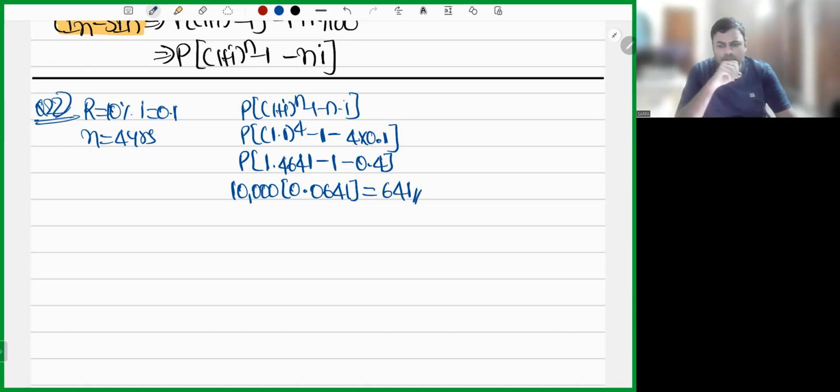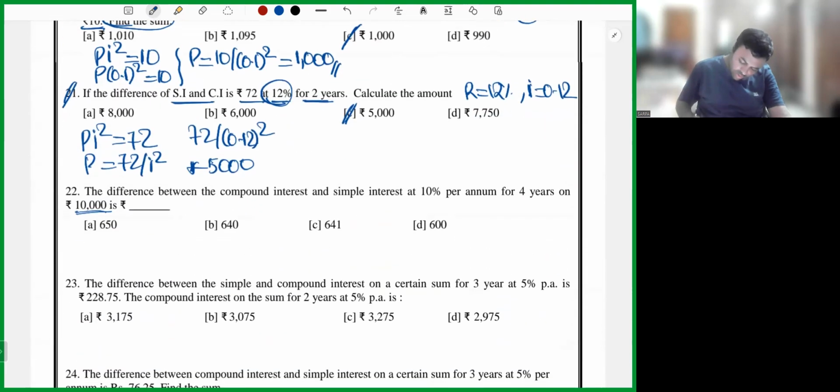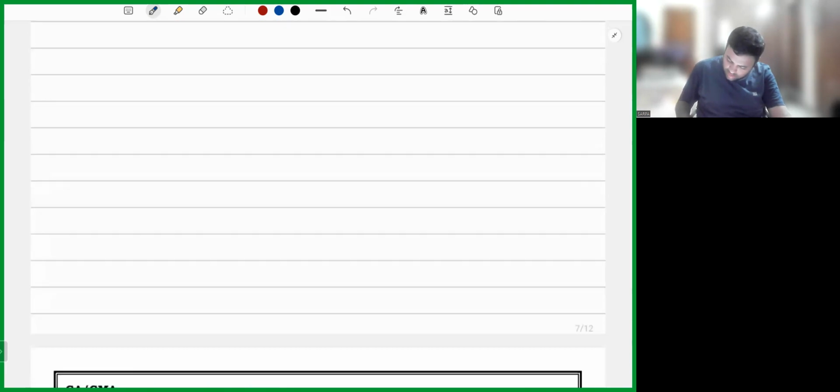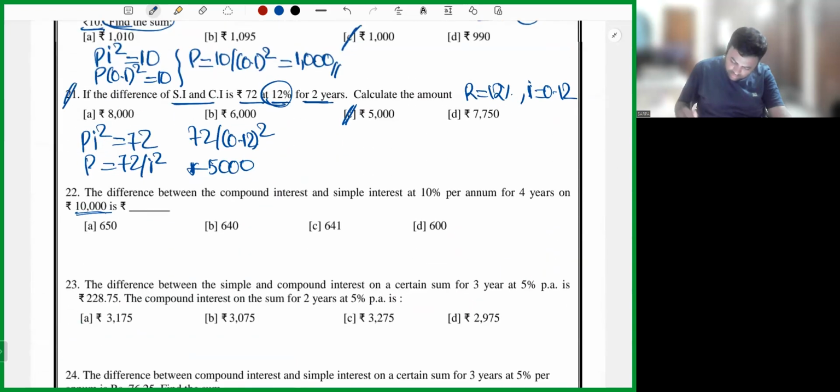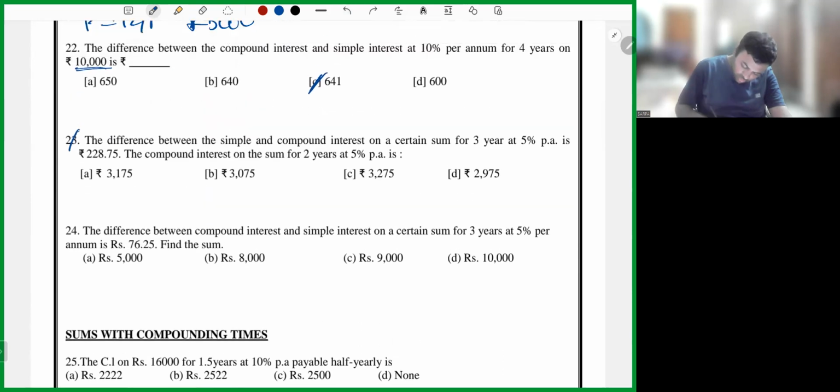Simple sum, sir. Very simple. What is difficult in this? Very, very simple. Straightforward formula application: P into (1 plus I) whole power n minus 1 minus n into I. People say compound interest is difficult. They don't understand. It is very simple. Even life is also very simple. 641.